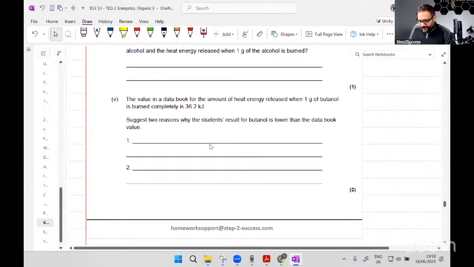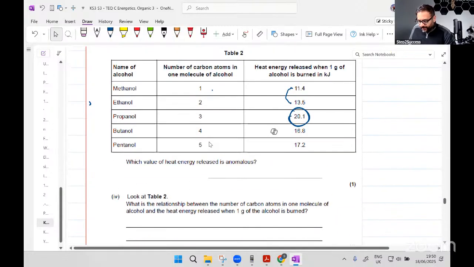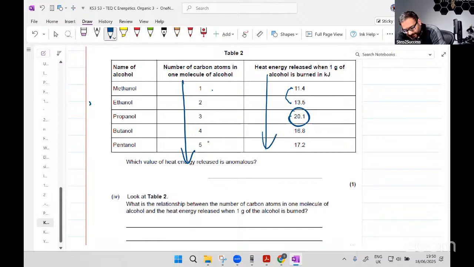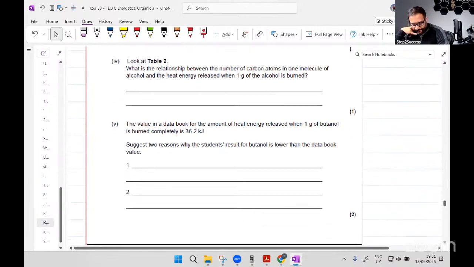And then what is the relationship between the number of carbon atoms and the heat energy released? As that's going up, that's going up. So you just say, as the number of carbon atoms increase, the heat energy increases. You don't need to understand this to get the answer right.